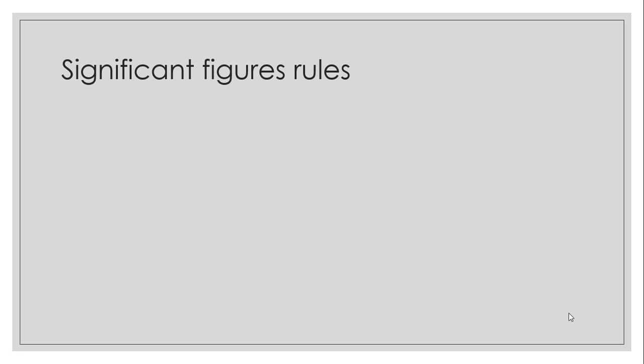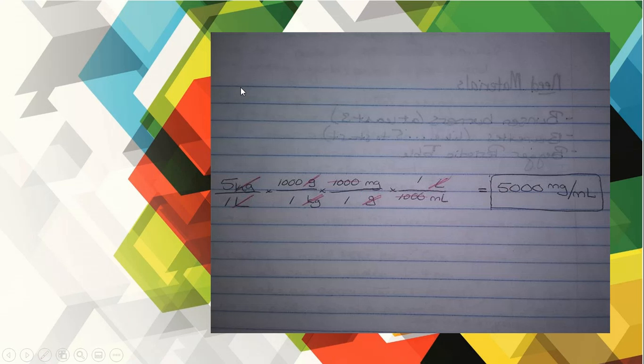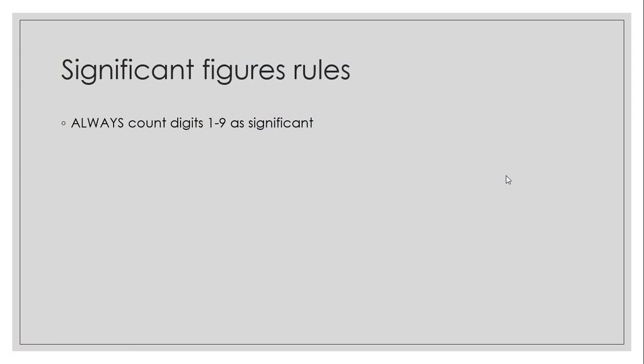Alrighty, so get your notes ready. This is new. Rules for significant figures. First of all, what does that even mean? Significant just means that it's an important number, and the figure is the number. So when we say figures, we're talking about these numbers here. Which ones of these are significant? Okay? So when we're counting significant figures, you always want to count digits 1 through 9. So if you see 1, 2, 3, 4, 5, 6, 7, 8, 9, those are all going to be significant.